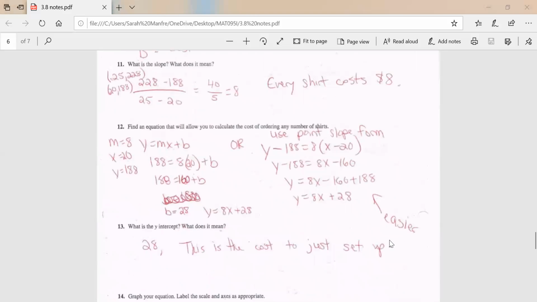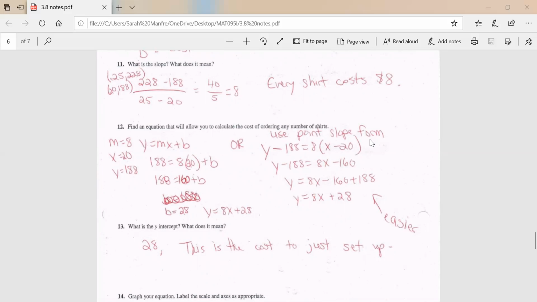Question 12, find an equation that will allow us to calculate the cost of ordering any number of shirts. I did this 2 different ways. I think that this way is easier. You can see I put a note, easier. But the other is the original way that I showed you in the class notes, so if you like it better, you can focus on that. Please do not copy both of these down. Only choose the one that you think is the easier method based on how we've been doing this. So I'm just going to go over this one.